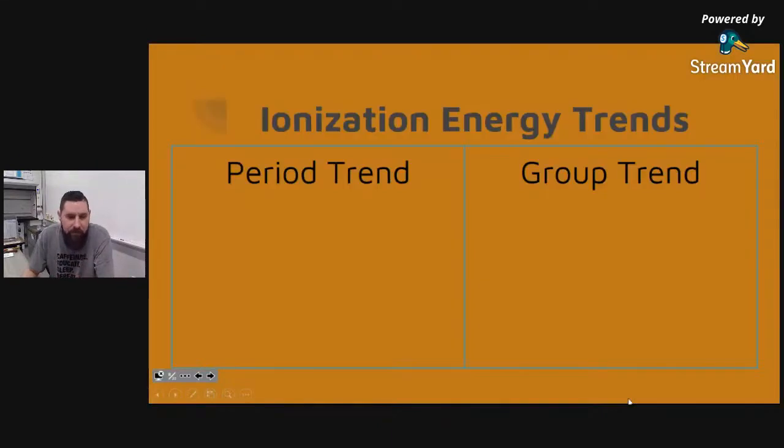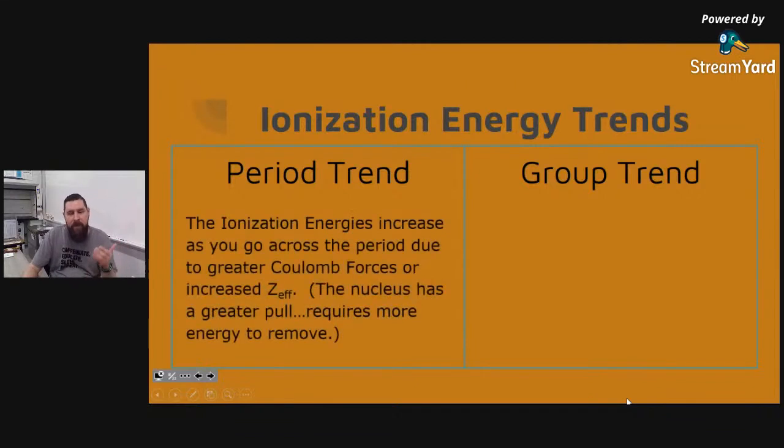So here's the actual trend now. Again, period trend and then group trend. So for ionization energy, the period trend is that as you go across the periodic table, ionization energy is going to increase.